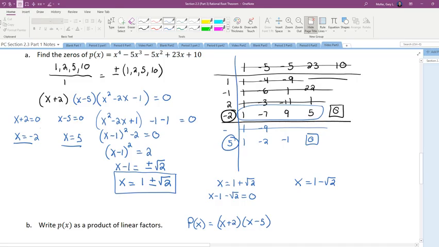So this right here is a linear factor. It's a weird one. And over here, I'm going to subtract 1, and I'm going to add the square root of 2. So this becomes a linear factor. And if I multiplied all that back together, I would end up right back where I started at P of x. Okay, this video is getting really long.